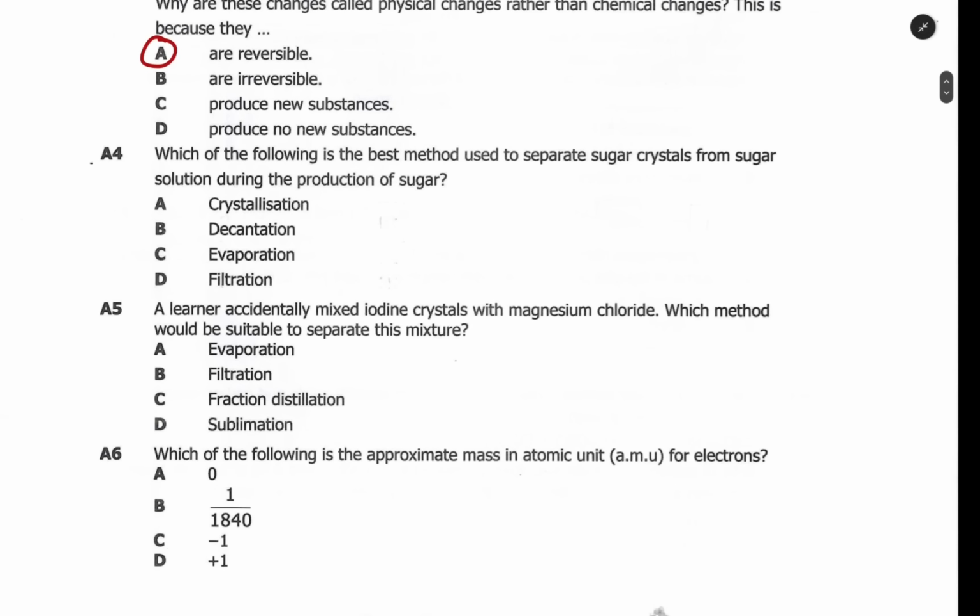Going to question 4: which of the following is the best method used to separate sugar crystals from solution during the production of sugar? The one that we go for is crystallization. Crystallization is used to separate sugar crystals from sugar solution.